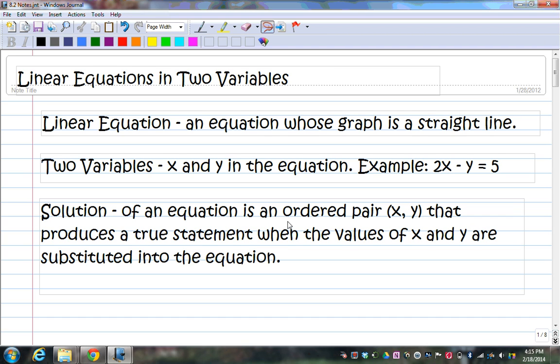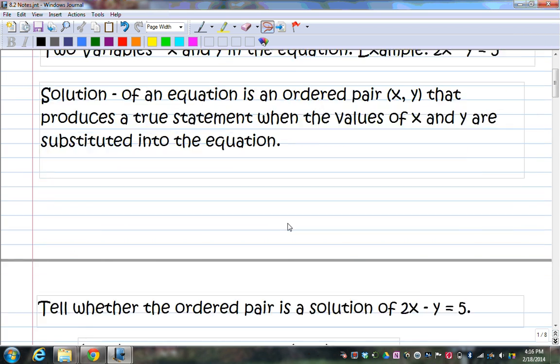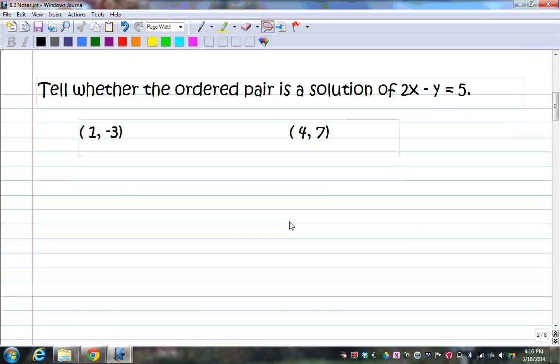One of the things you need to know is what is a solution of a linear equation? A solution of one is an ordered pair, x and y, that produces a true statement when the values of x and y are substituted into the equation. So, for example, I have an equation here, 2x minus y is equal to 5, and I want to know if either one of these ordered pairs are solutions for that equation. Well, remember that here, our x is first and our y is second.